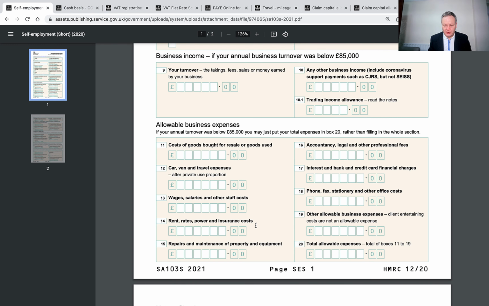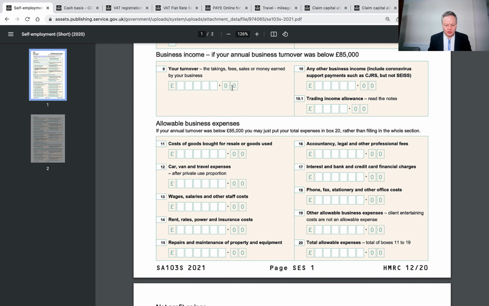Back to the self-employment page. Okay, so your turnover, it needs to be shown in this box here. And then we've got any other business income, including coronavirus support payments, such as CJRS, but not SEISS. So the coronavirus obviously gave a number of grants and funds to people, and people applied for it.